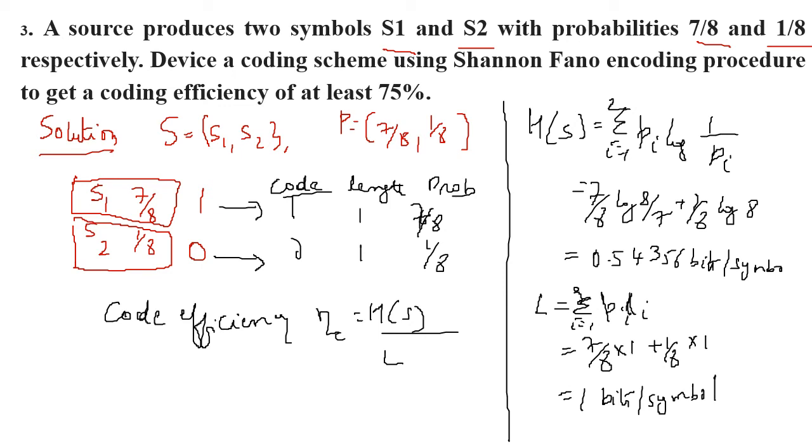Therefore, we can write the efficiency as H(S) divided by L, which is 0.54356, which we have obtained here, divided by L, which is 1. So we are going to get the efficiency of this code word as 54.35%, which is less than the given design value, which is 75%. So in order to improve the efficiency, we know that we can increase the extension of the source.